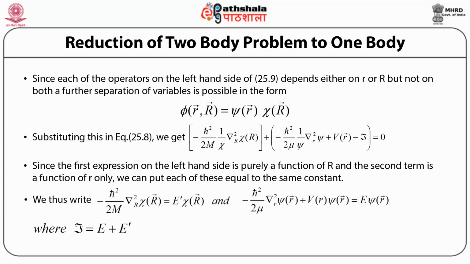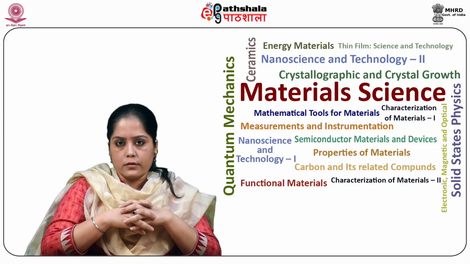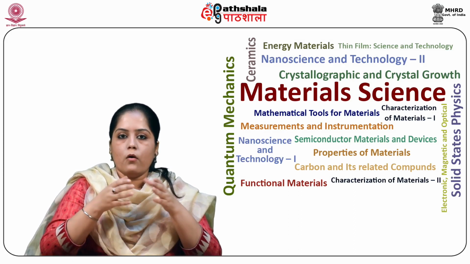We thus write minus h cut square by 2M del square R of chi as a function of capital R vector equal to E prime multiplied by chi as a function of R vector, and minus h cut square by 2 mu del square r of psi as a function of small r vector plus V(r) psi of r vector equal to E psi of r vector, where tau is equal to E plus E prime. The second has the form of the Schrodinger equation for a single particle of mass mu.